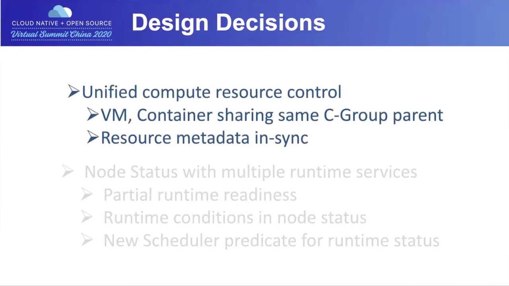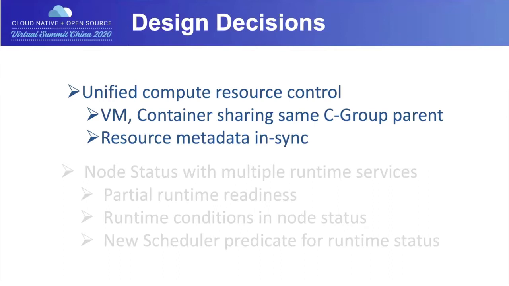With multiple runtime services in Kubelet and supporting VM types, we are facing some design decisions to make. Due to the time constraint, I only share a couple here. First, we have to ensure the compute resources such as CPU, memory, etc. are controlled and shared among the VM and the container types on the node. In Octus, this is designed in such a way.